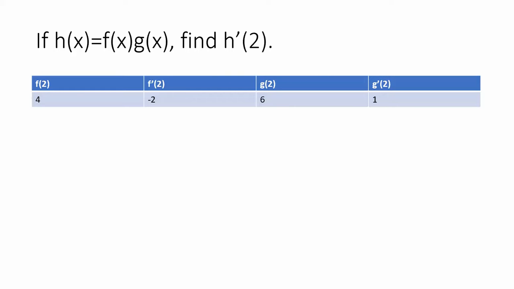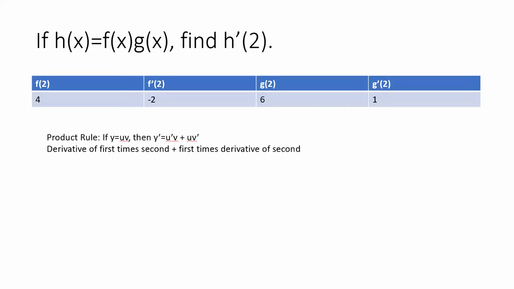Now your first thought might be, well, we don't really know what h of x is, or what the equations are for f of x and g of x. That really doesn't matter. This is a product rule problem. f of x and g of x are functions. We're multiplying them together to get h of x, and we want to find the derivative. So again, the product rule says the derivative of the first times the second plus the first times the derivative of the second. So let's put that in context of this problem.